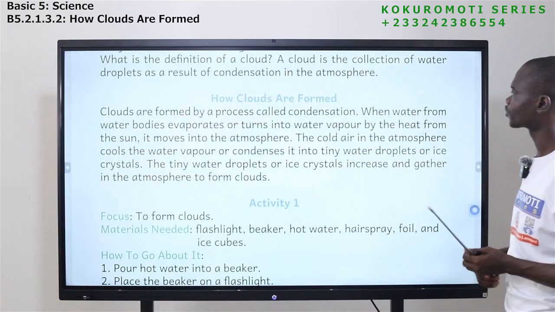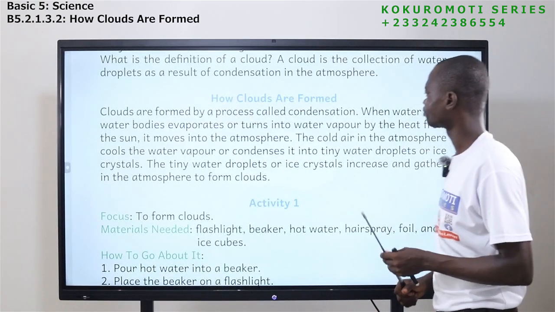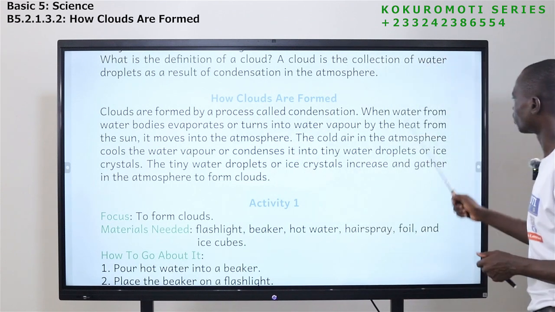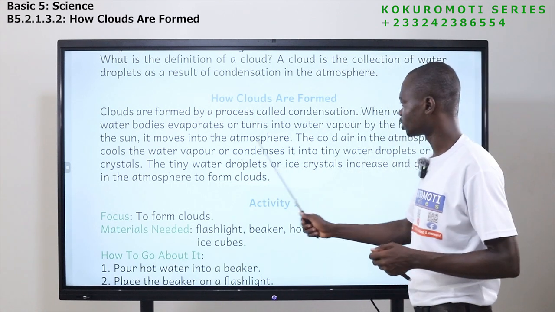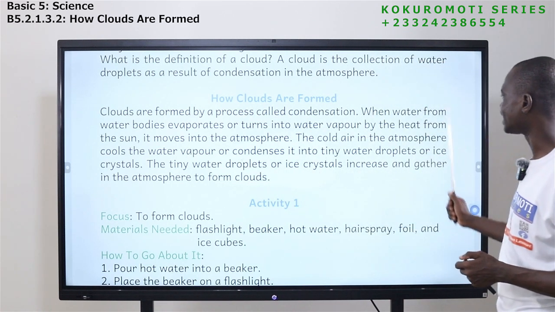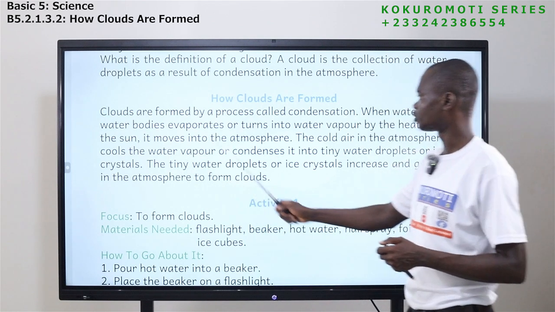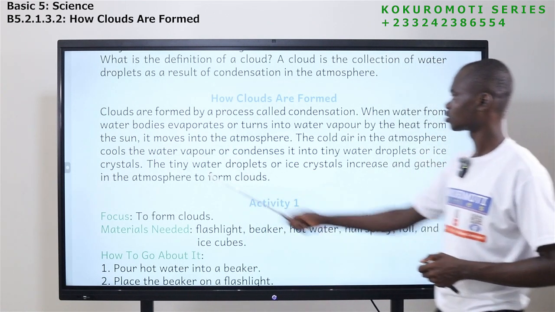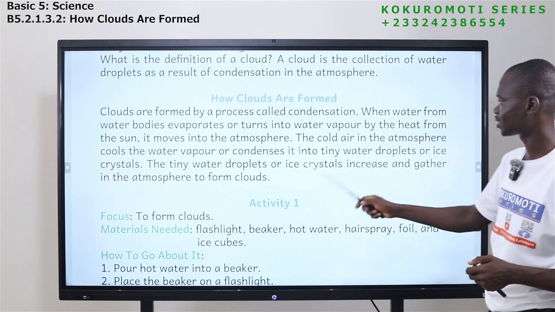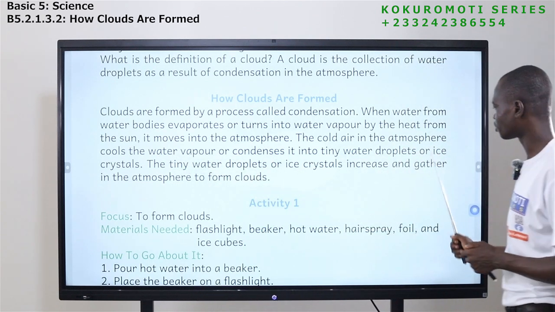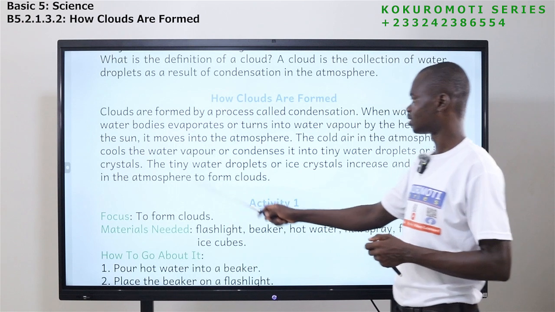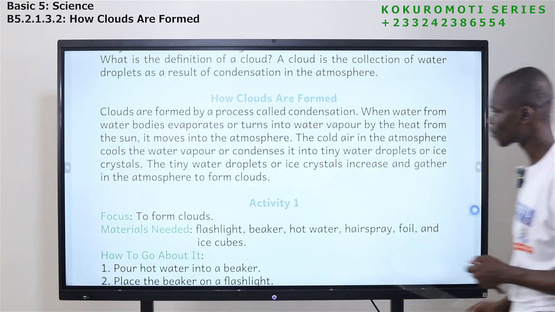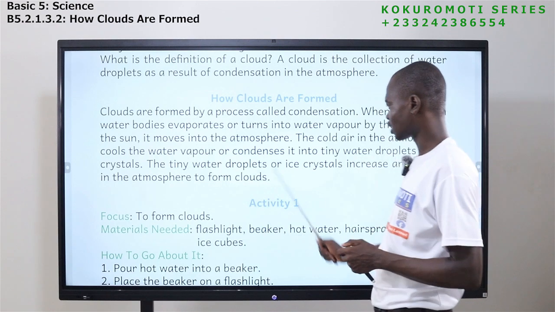Okay, so here is how clouds are formed. Clouds are formed by a process called condensation. When water from water bodies evaporates, or turns into water vapor by the heat from the sun, it moves into the atmosphere. The cold air in the atmosphere cools the water vapor, or condenses it, into tiny water droplets or ice crystals. The tiny water droplets or ice crystals increase and gather in the atmosphere to form clouds.